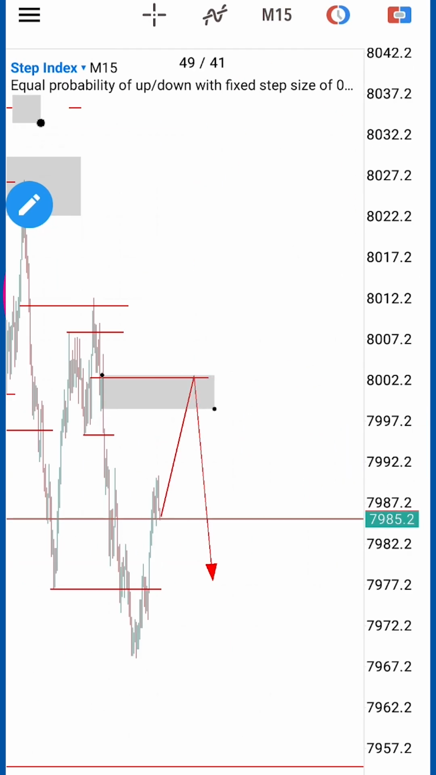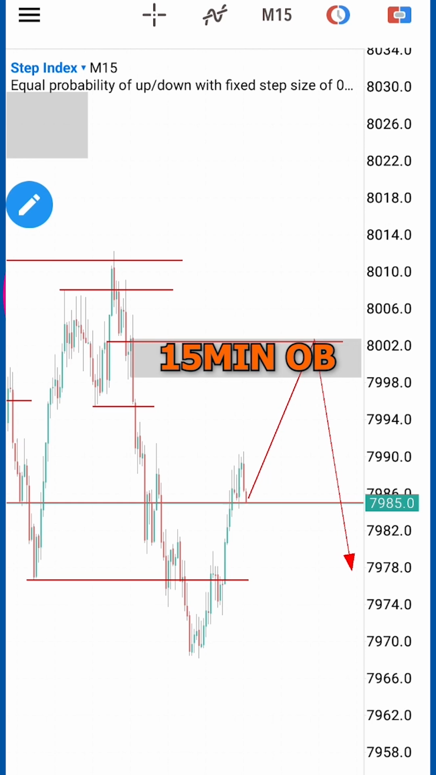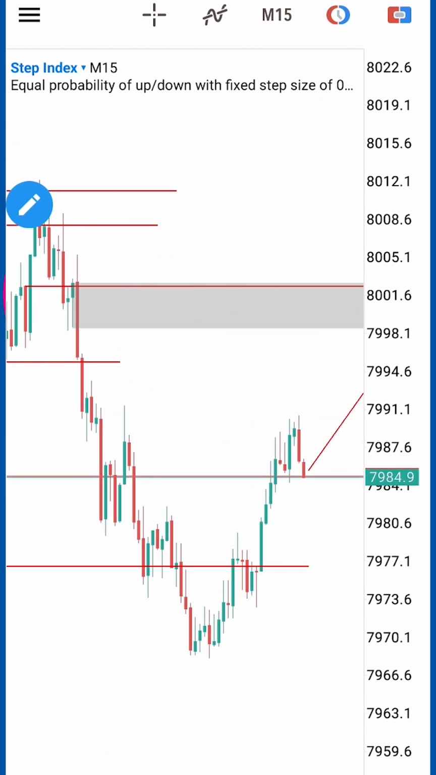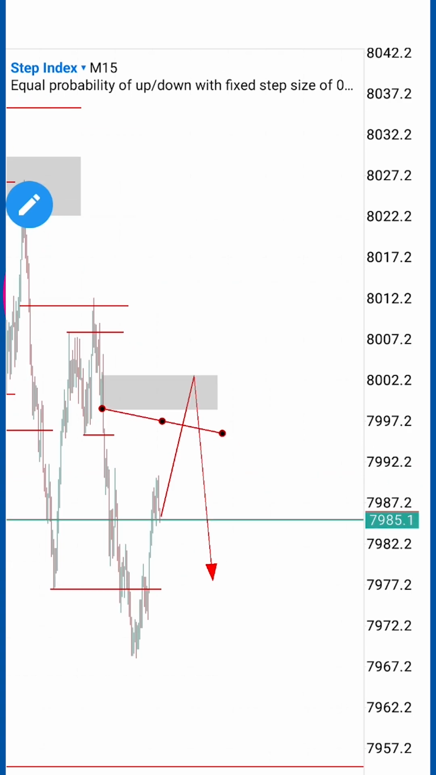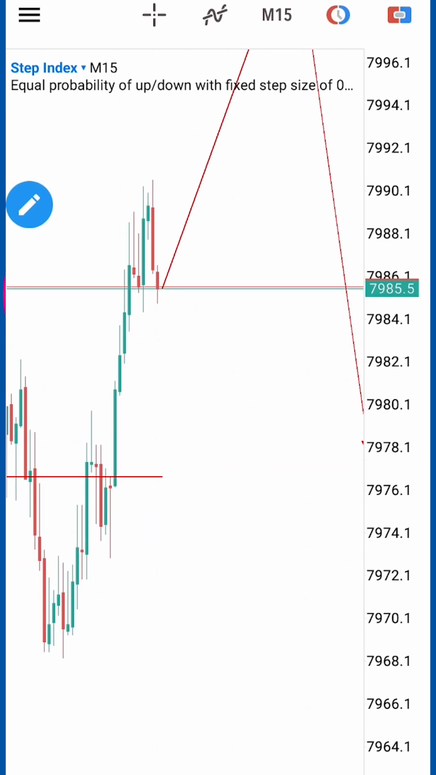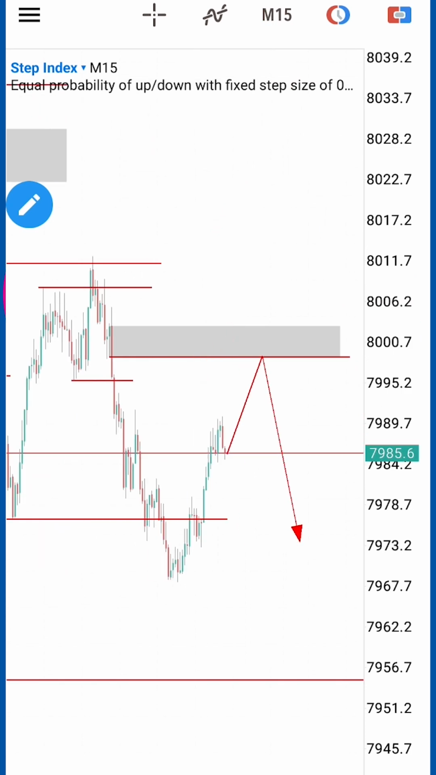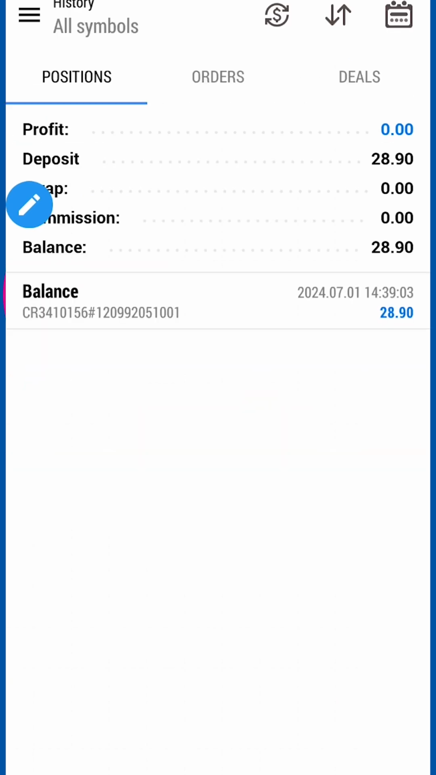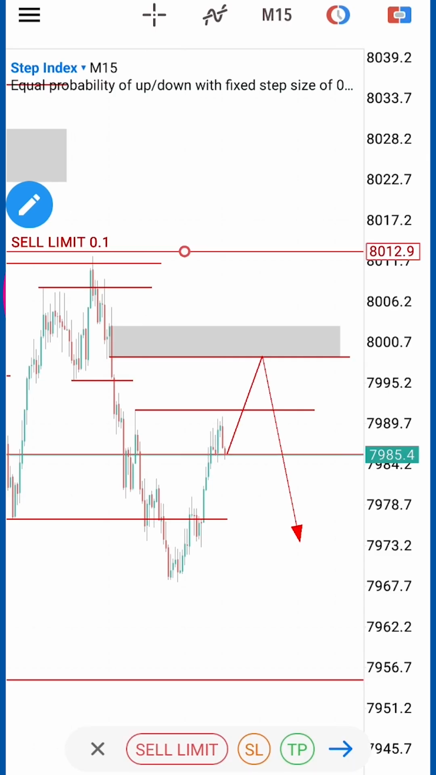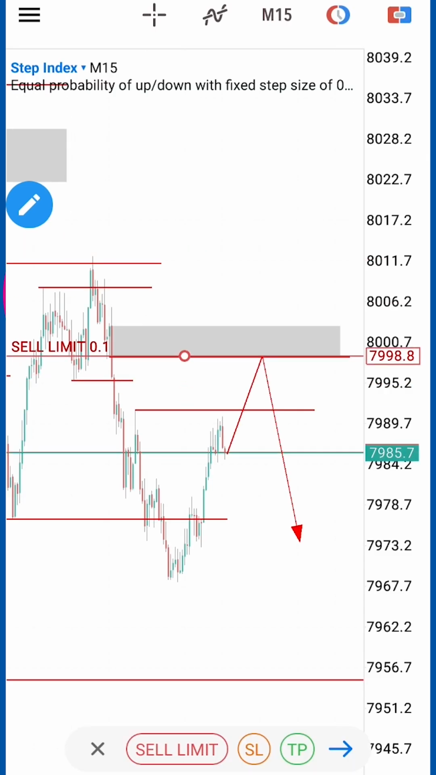So our entry OB is the 15-minute order block, and we're going to enter our sell right there. And the reason why it's going to properly respect that, I think I made a small scenario in one of my videos, is it's going to go above into that buy side liquidity, sweep or grab liquidity above that high, and then it activates our sell limit. From there it drops down.